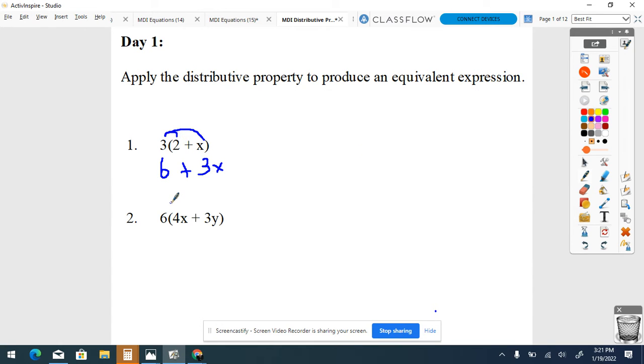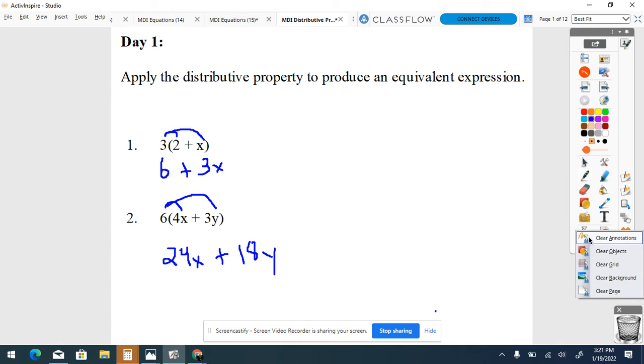All right, so hopefully your first step, you drew the arrows, 6 to 4x and 6 to 3y. Then remember, the arrows mean multiply. So I take 6 times 4, which is 24. Then I have to keep the x. Then 6 times the 3, which is 18. And I have to keep the y. And then if you look, there's a plus sign in the middle, so that stays in the middle. So I have 24x plus 18y. Go ahead, pause the video, make sure you have that down correct.